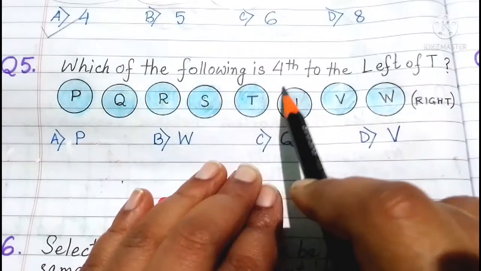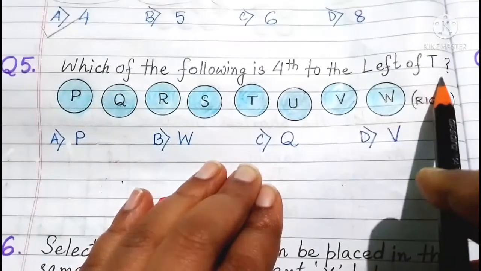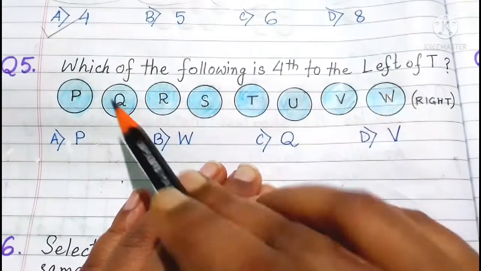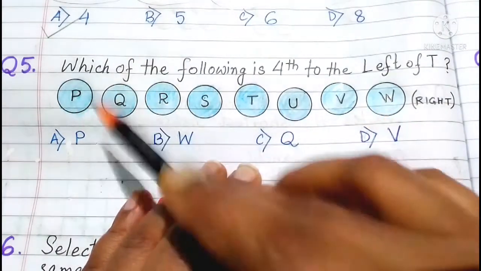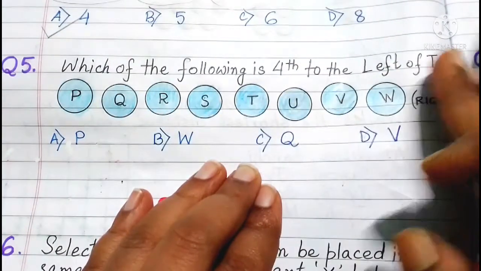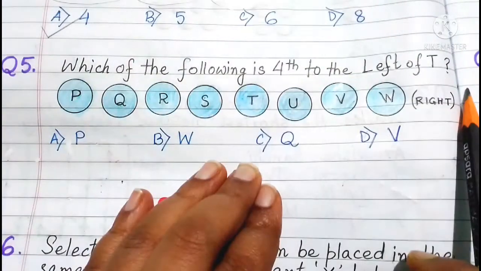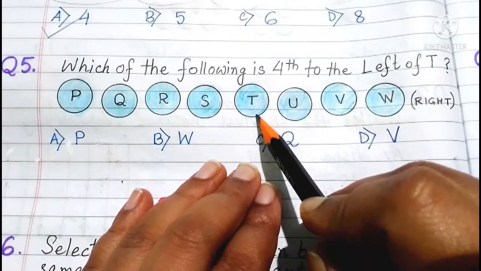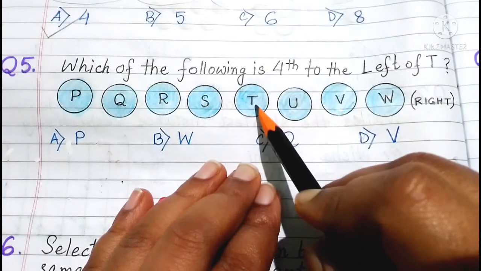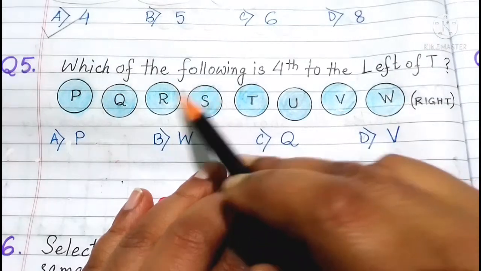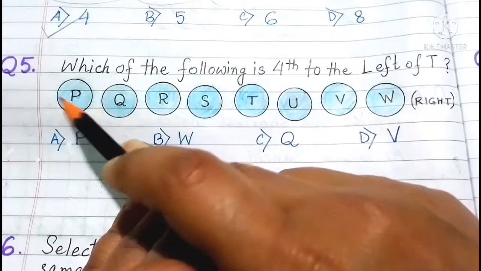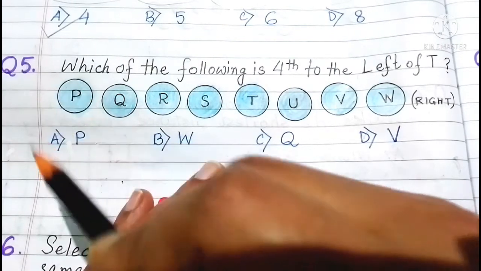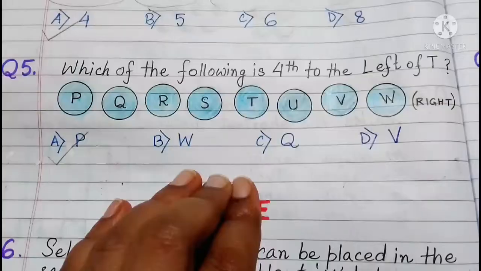Which of the following is fourth to the left of T? Now there is a series given from P to W drawn within the circles. And this is the right side, this is the left side. So where is T? T is here. Fourth to the left of T. So first, second, third and fourth. P is fourth to the left of T. So the answer will be P.